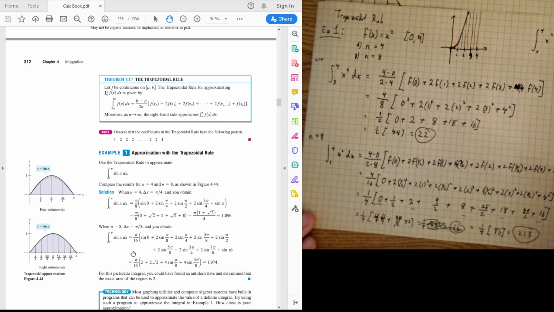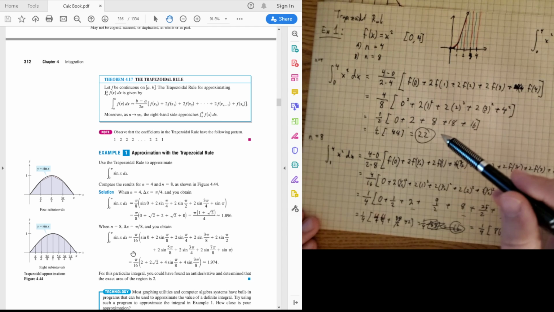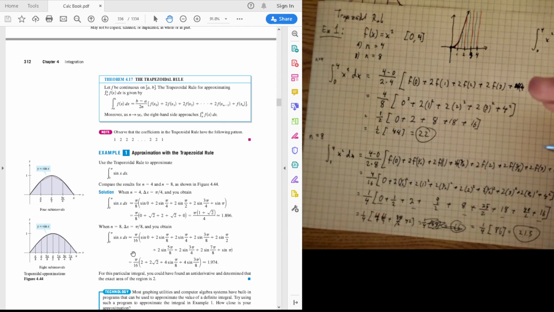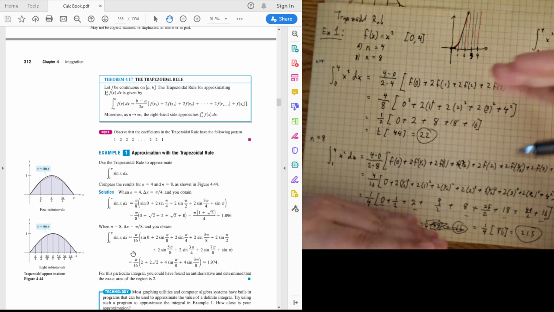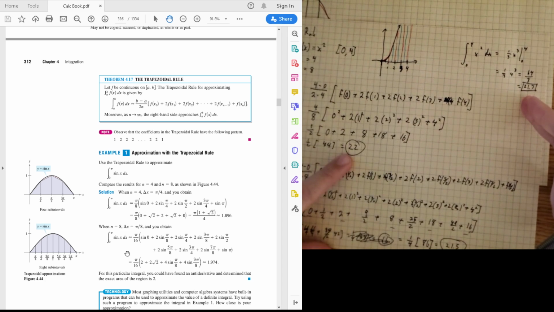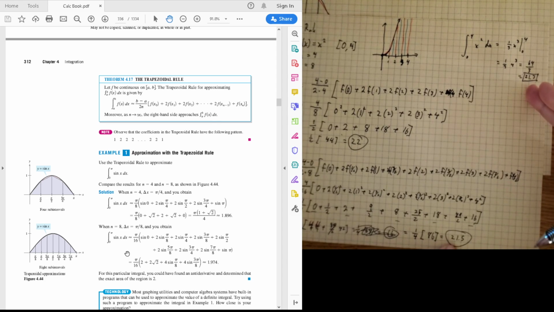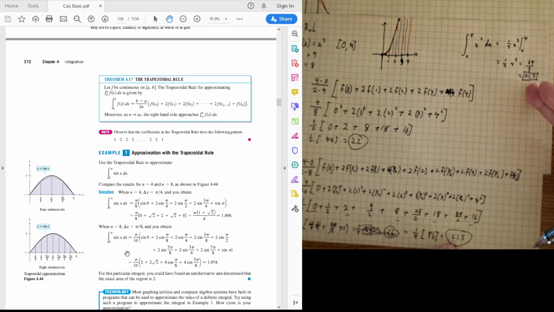If you did the left-hand rule, I believe you get a value of like 12. And if you do the right-hand rule, you get a value of like 40. They're really far apart. Whereas this one, just with n equals 4, you're really close. And with n equals 8, you're even closer still. You're almost within 1 decimal place for only doing this out to 8, and that didn't take much time at all.